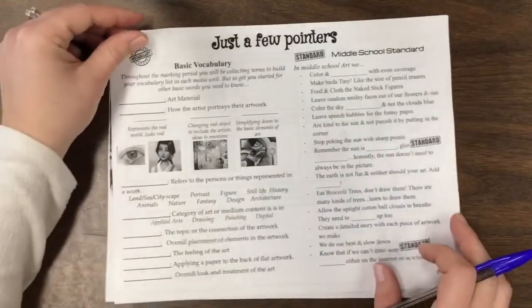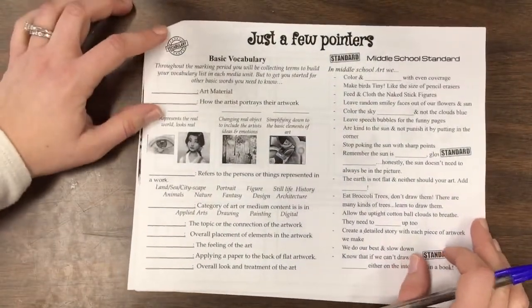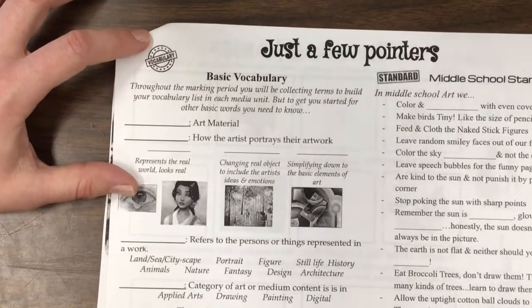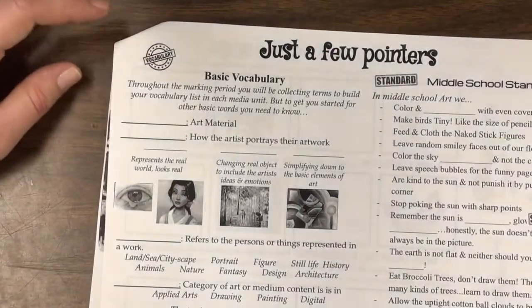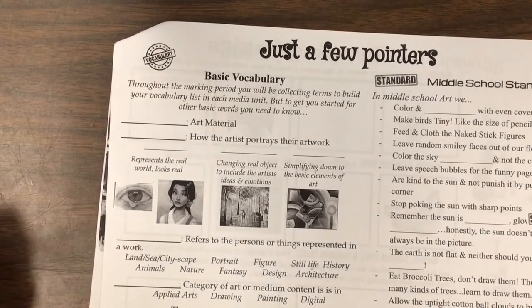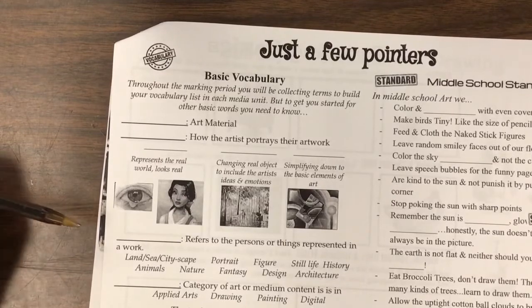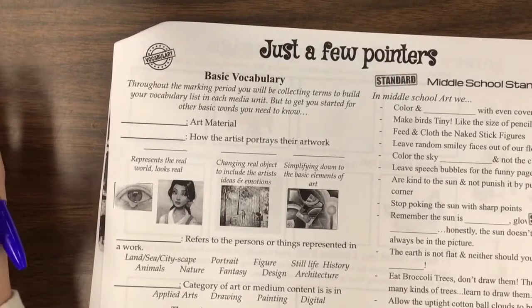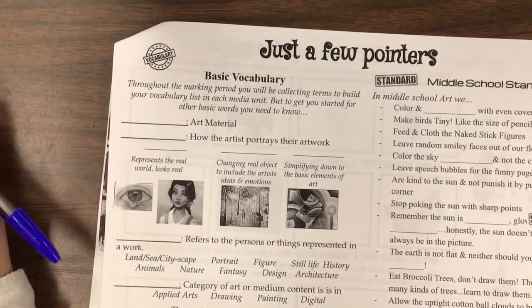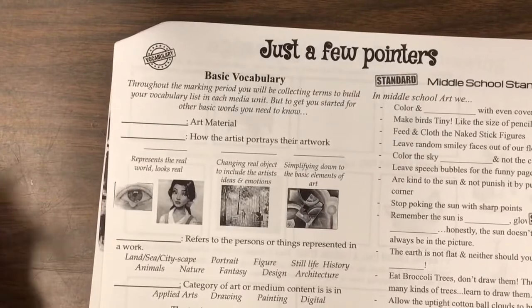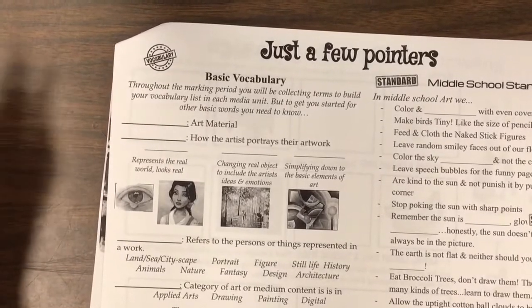All right, so let's turn this page over. Okay, we're gonna start with some basic vocab. I'm gonna actually zoom in a little bit. There we are. So we can kind of go over a couple things. It says throughout the marking period, you'll be collecting terms to build your vocabulary list in each media unit. All right, so you're gonna be collecting these, so to speak, more of learning them, okay, through each media unit. But to get you started, there's a couple of words I want you to know.